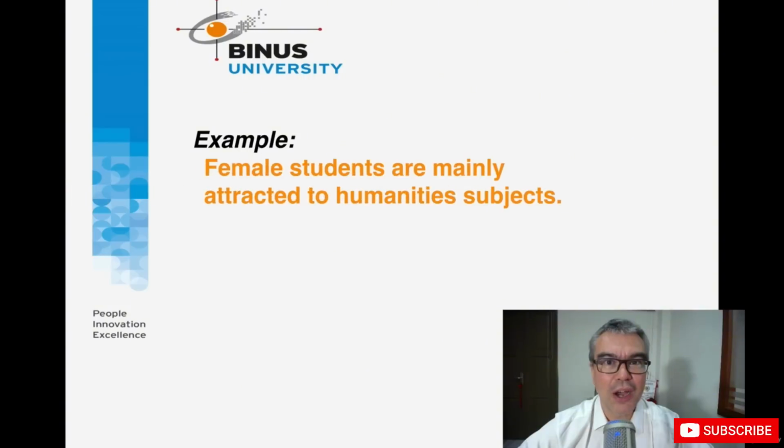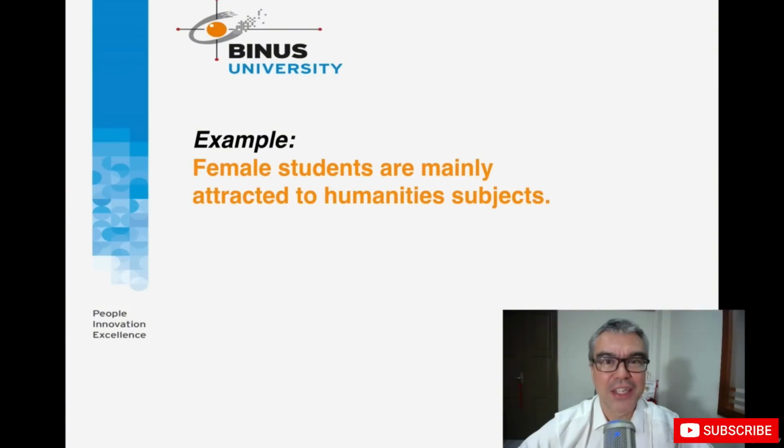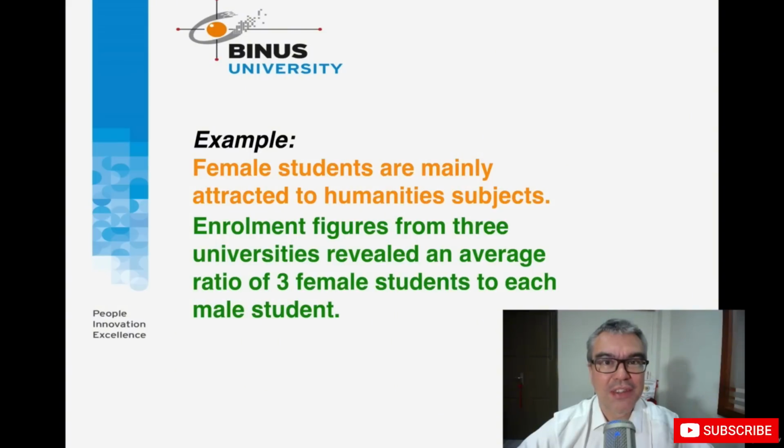Female students are mainly attracted to humanities subjects. So there is your general statement. Then you would follow up and give specific information that explains that general statement. In our example, this might be: enrollment figures from 3 universities revealed an average ratio of 3 female students to each male student.